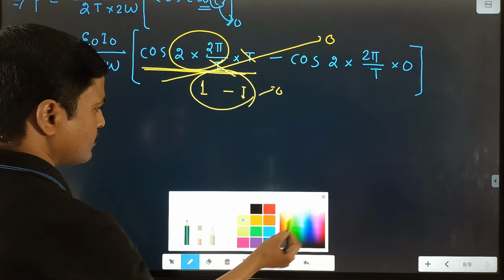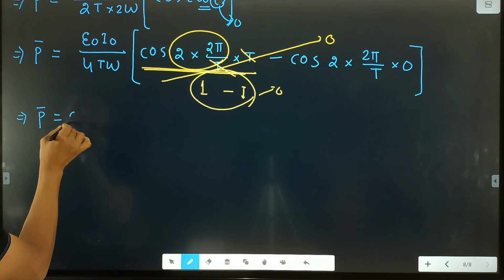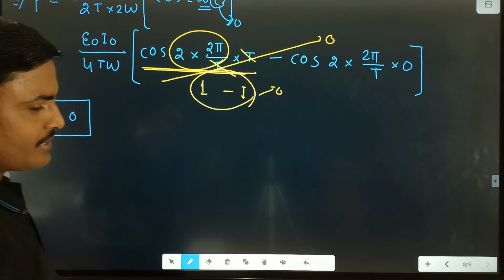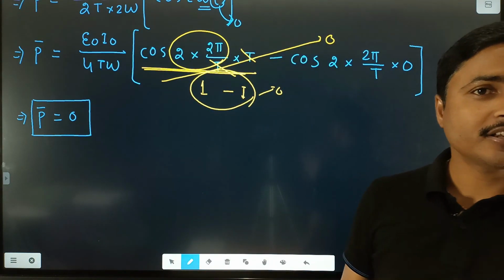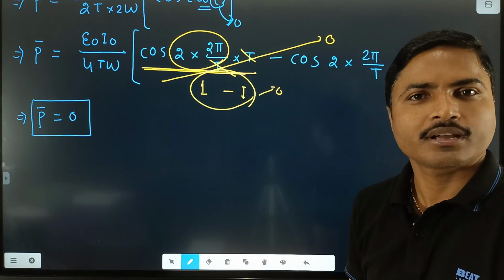So finally we get average power supplied is 0. This is the expression of average power supplied. Instantaneous power is there, but net average power is 0, clear.